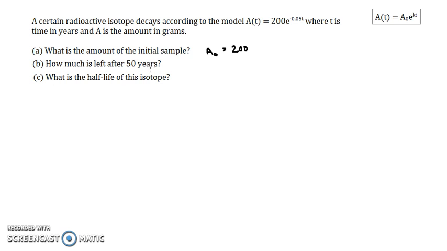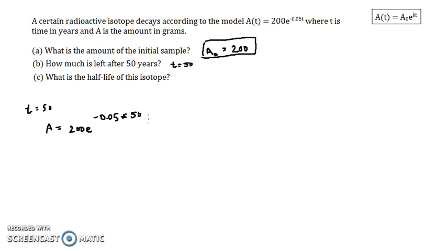Okay, part B, how much is left after 50 years? So are they giving us a time or an amount? Okay, 50 years is definitely a time. So we're being given that t is equal to 50, and we need to find the amount, so we're going to plug that into the model that we're given. So A is equal to 200 e to the minus 0.05 times 50.